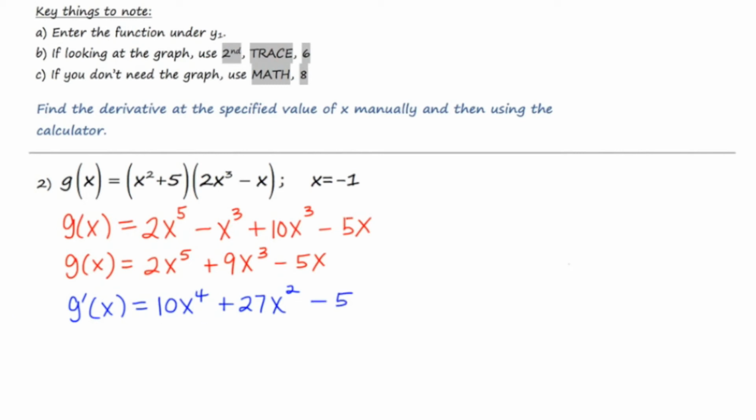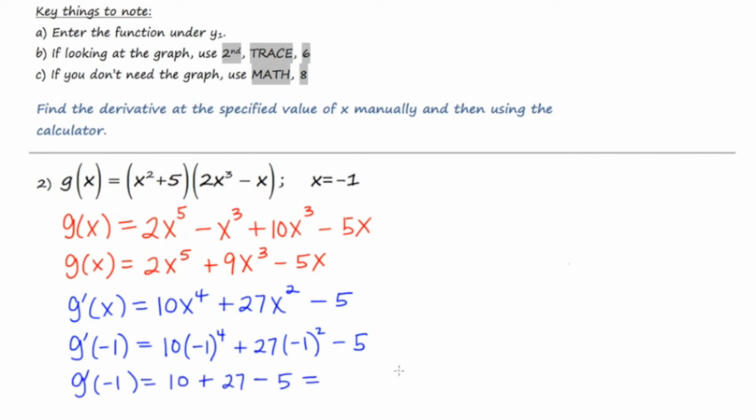Now the problem directs me to find the slope of the tangent line at the specified x value of negative 1. This is going to be notated as g prime of negative 1. And of course what that means is I'm going to substitute every occurrence of x with the value negative 1. And once I evaluate this, we're going to get 10 plus 27 minus 5, which will be 37 minus 5, or 32. So the slope of the tangent line to the graph of g at the point x equals negative 1 is 32. So now we're going to queue up the calculator, and then we're going to enter the function in.